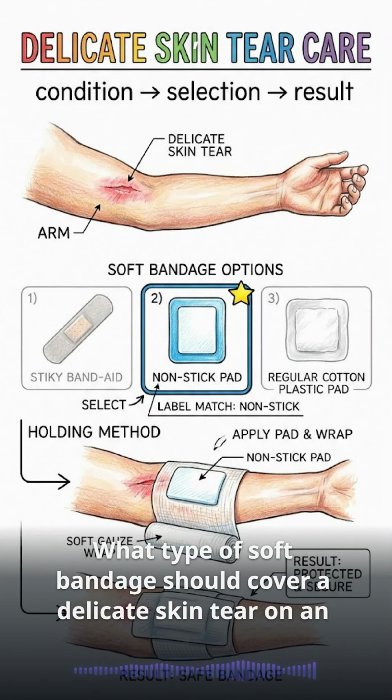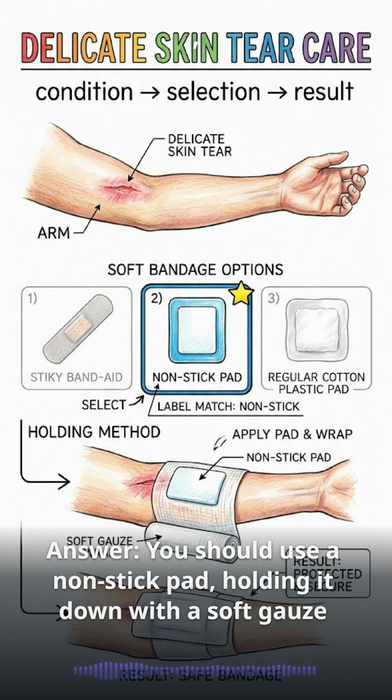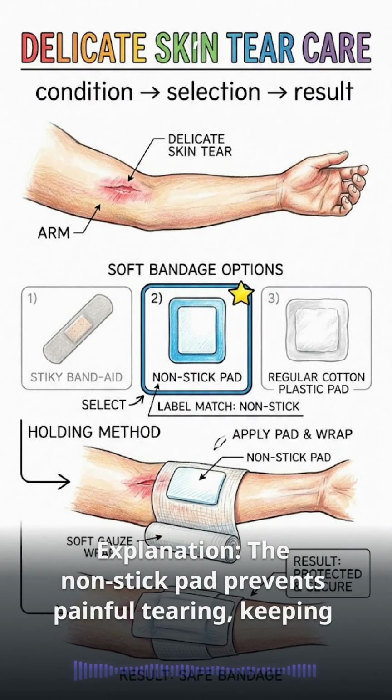65. What type of soft bandage should cover a delicate skin tear on an arm? You should use a non-stick pad, holding it down with a soft gauze wrap. The non-stick pad prevents painful tearing, keeping the broken skin safe during bandage changes.